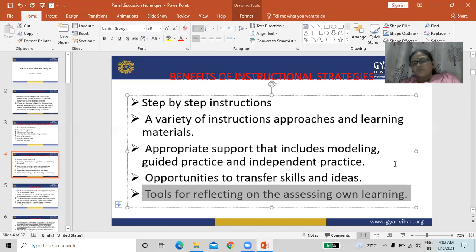Opportunity to transfer skills and ideas. If we plan good instructional strategy, it will definitely provide an opportunity for transfer of skills and ideas. Tools for reflecting on and assessing one's own learning.